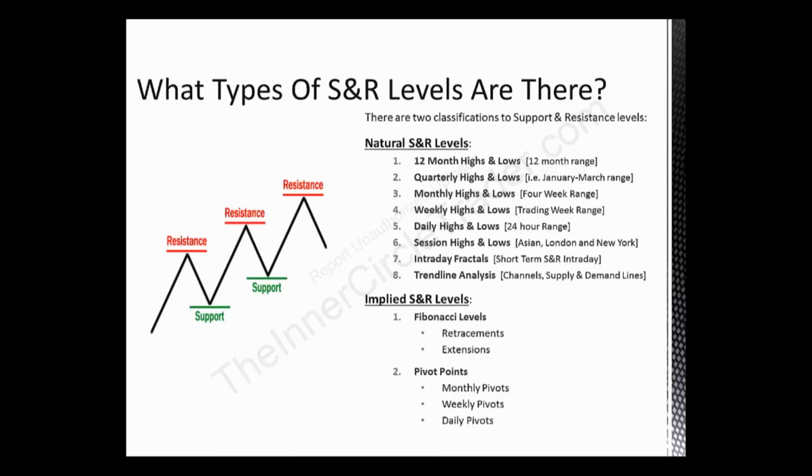to the party. Now, implied support resistance levels are things like Fibonacci levels, retracements and extensions, pivot points, monthly pivots, weekly pivots, daily pivots. They don't work by themselves. There's no magic to them, but when you incorporate the natural support and resistance levels with implied support and resistance level concepts like Fibonacci and pivots, it's mind-blowing how powerful the setups are when you have these confluences of both forms of support and resistance.